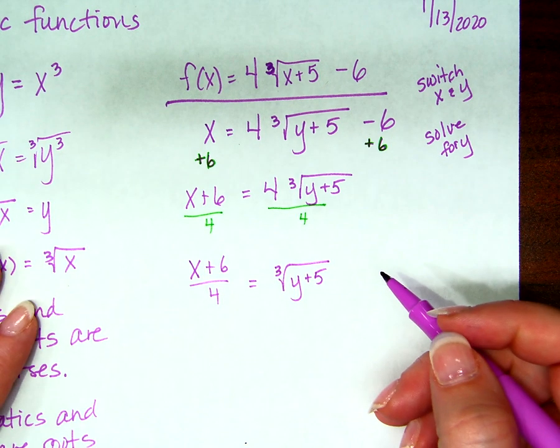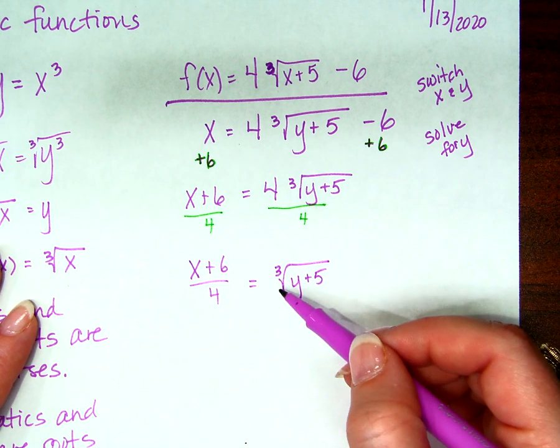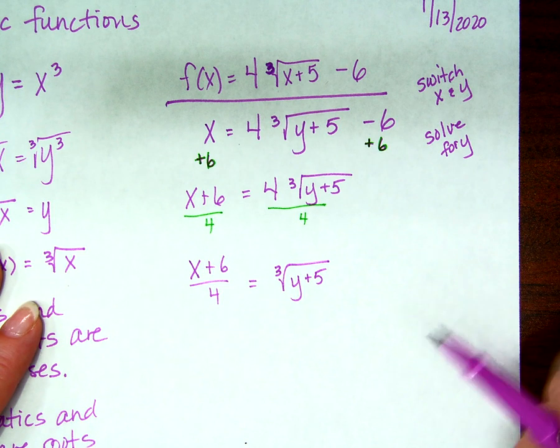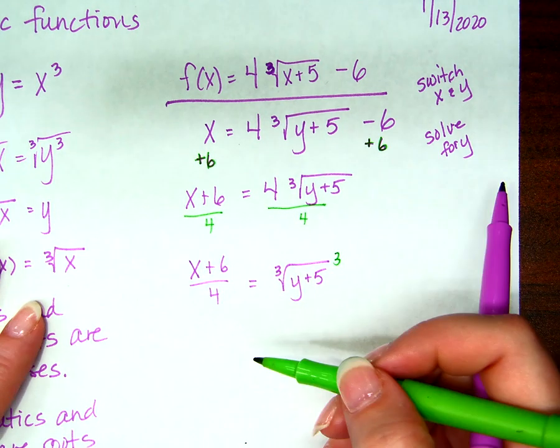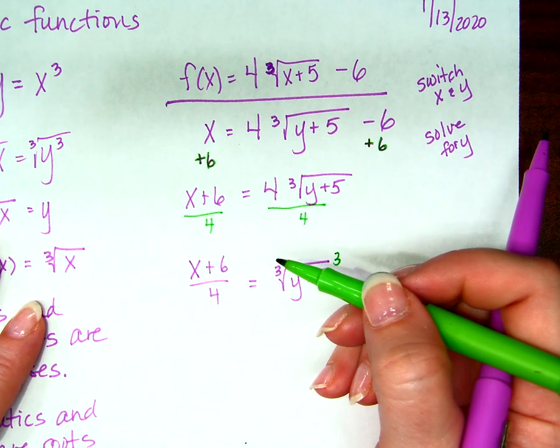What do you think? How do I undo a cube root? Cube it. So obviously I'm cubing that thing. What am I cubing on the left-hand side? So what should I add then? Parentheses.